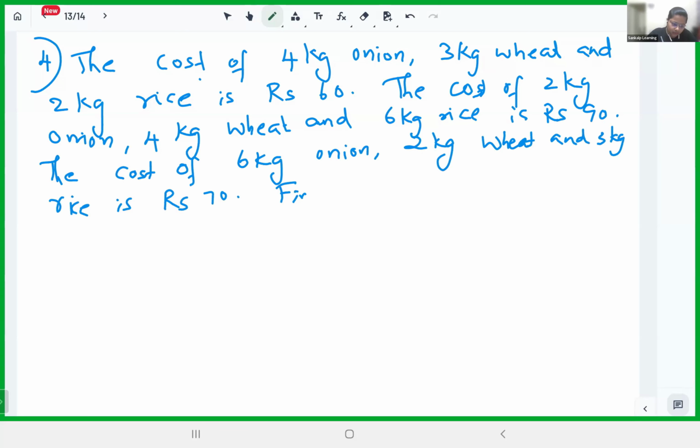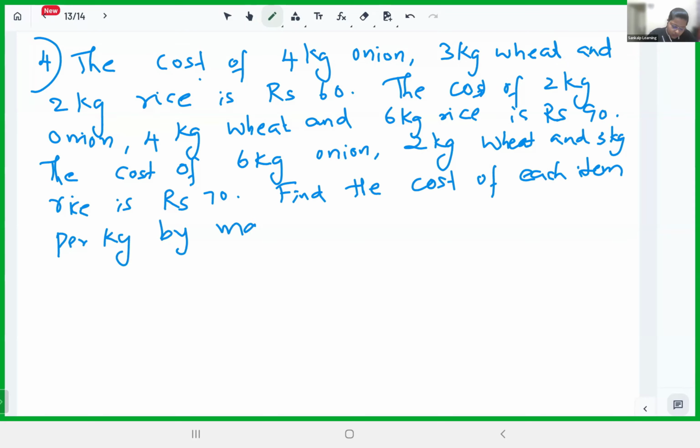Find the cost of each item per kilogram by matrix method. So you have to solve this word problem using matrix method. How will you do that?